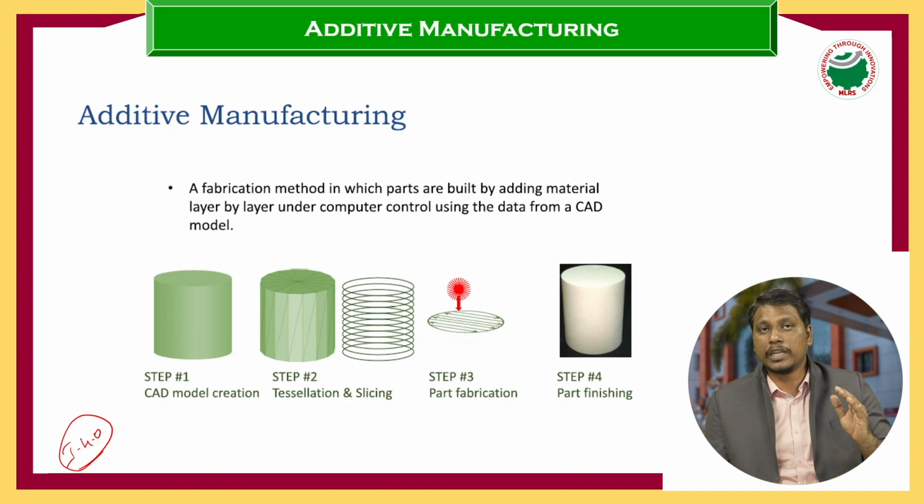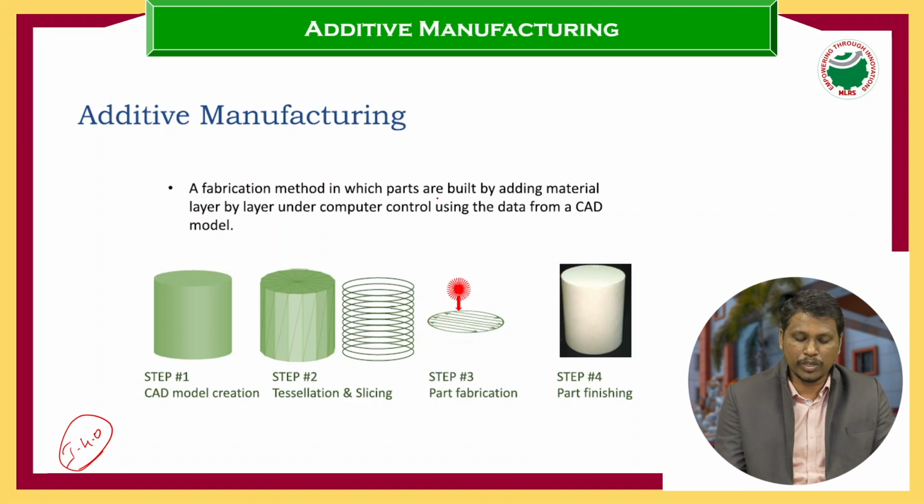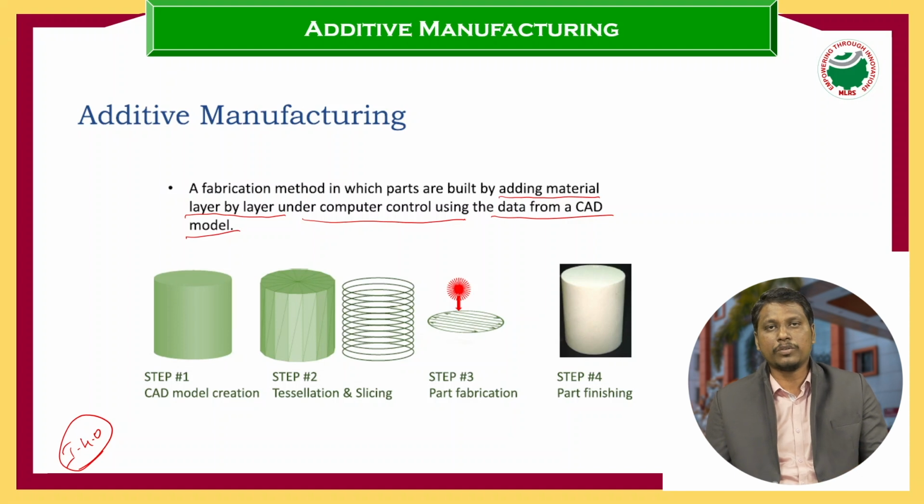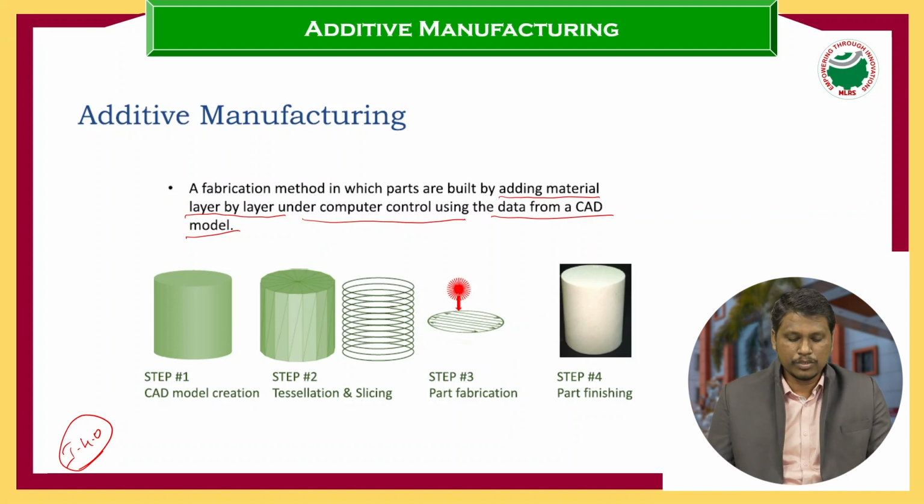Already I said, the name itself tells it. Additive means adding the material, and we will get the final shape. It is a fabrication method in which parts are built by adding material layer by layer under computer control, using data from a CAD model. Already I said, whatever drafting you do in the model, we can easily convert from it. So this is very important.